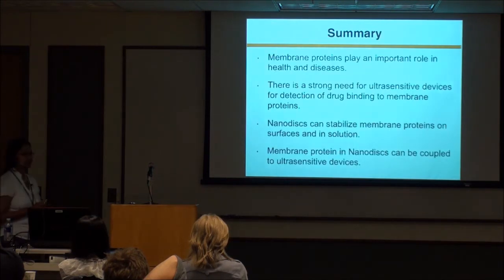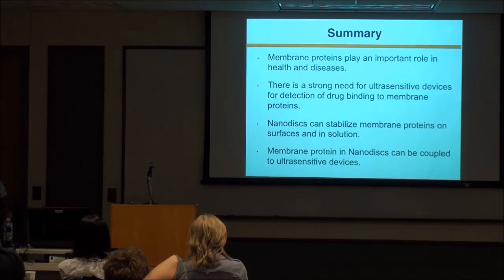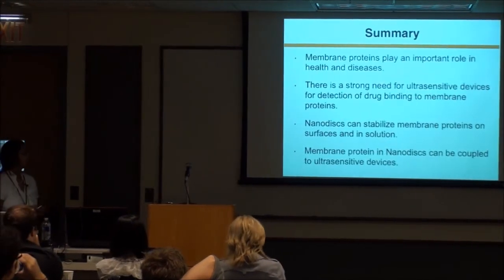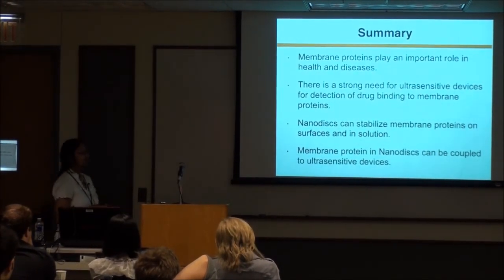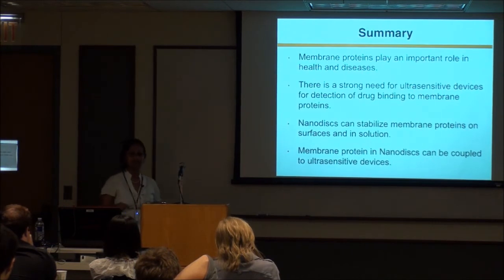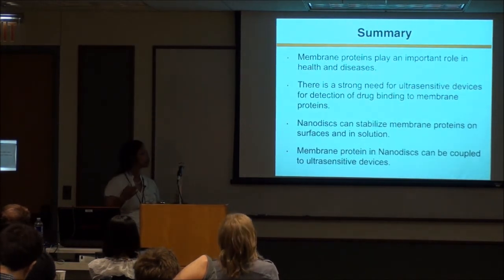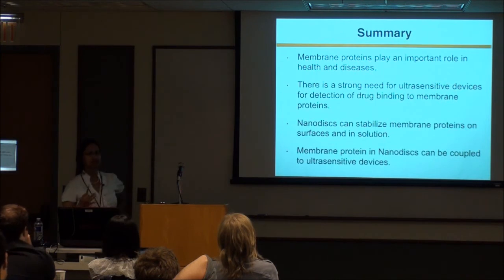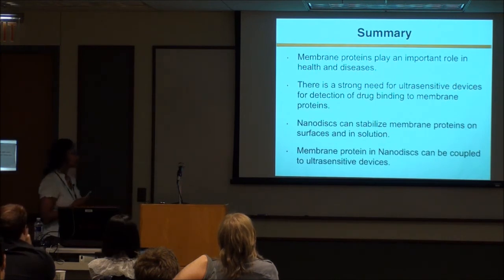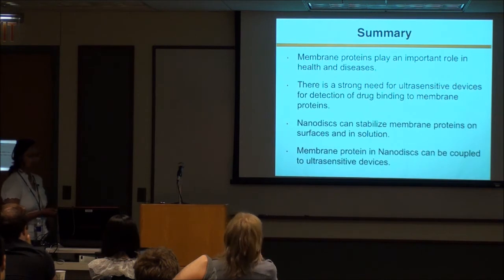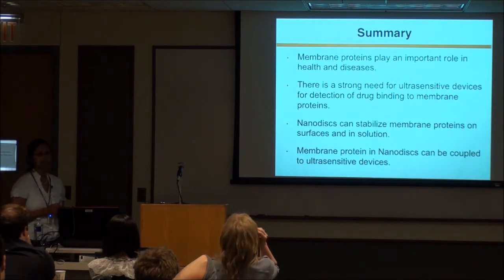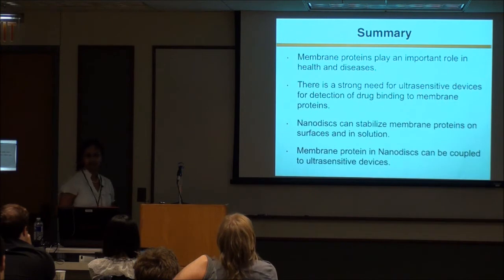So if I summarize the section, we can say that membrane proteins play a very important role in health and diseases, and there is a strong need for ultra-sensitive devices for detection of drug binding to the membrane protein. Then we learned a little bit about the nanodisc, that it can stabilize the membrane protein, both on surfaces and in solution. We always knew about solution, but my work was more involved in how to see that the nanodiscs are stable on surfaces too. And then we can couple membrane protein and nanodiscs with different ultra-sensitive devices, which I'm going to show in the next slide.